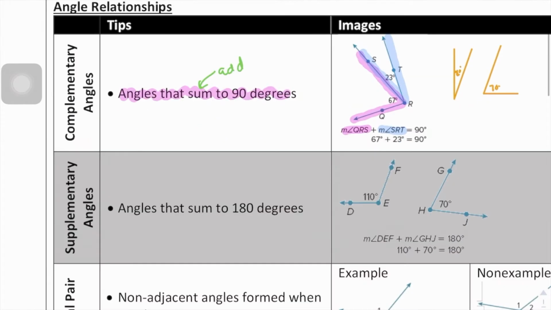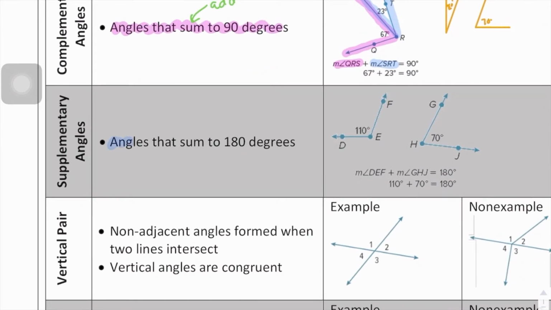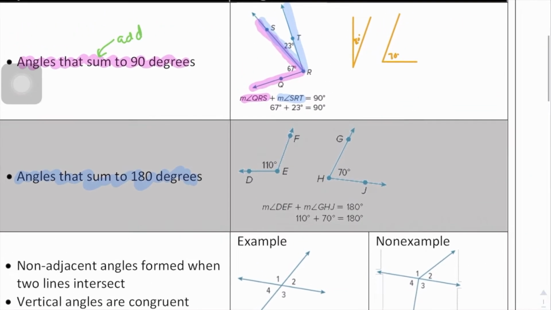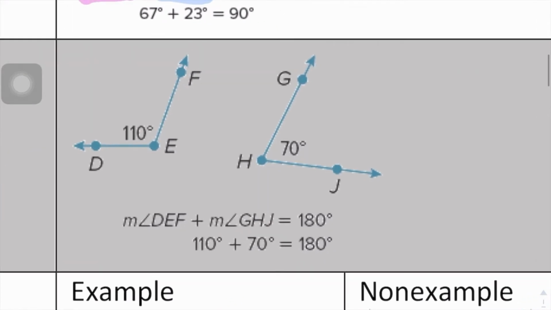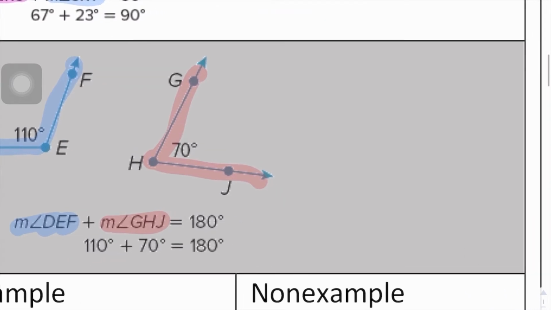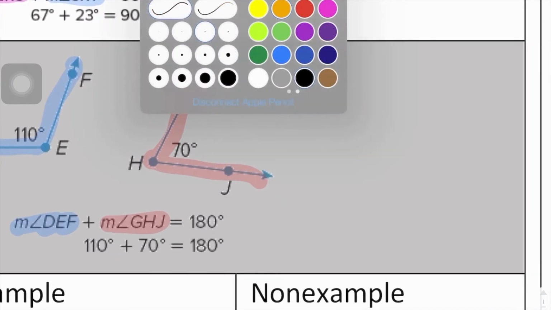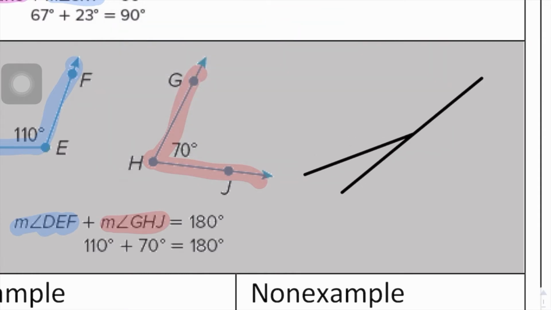The next set of angles we have are supplementary angles, angles that sum to 180 degrees. So again, here in this example, we have two angles that add up to 180 degrees. Right? We have this angle DEF and angle GHJ. And again, in this example, these aren't adjacent to each other, but you could have supplementary angles that are adjacent to each other. So we could have such as this, and those two angles would be supplementary angles as well.